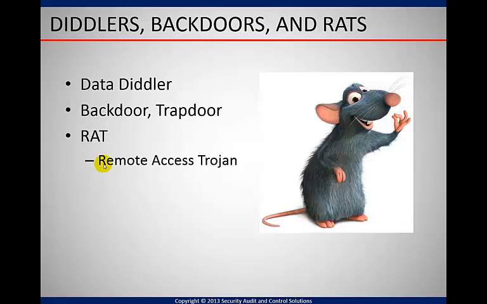Diddlers, backdoors, and RATs. We have data diddlers, which can modify data randomly and also affect your backups. A backdoor or trapdoor is something hard-coded inside the system to allow programmers or other people to get access without going through system maintenance, the formal procedures. And then a remote access Trojan is an application such as BackOrifice, which was developed to get access to your system. Although now it's called a remote access support utility, it's a high-risk Trojan at the end of the day.